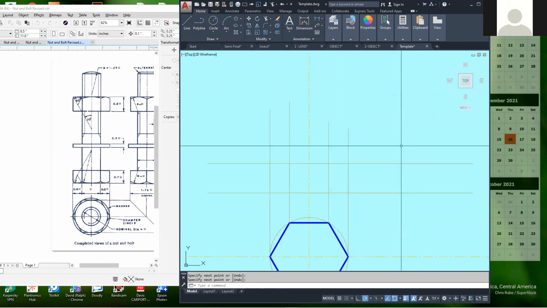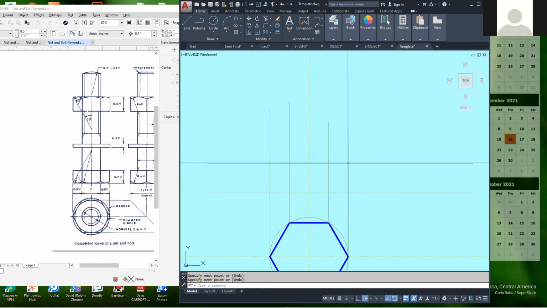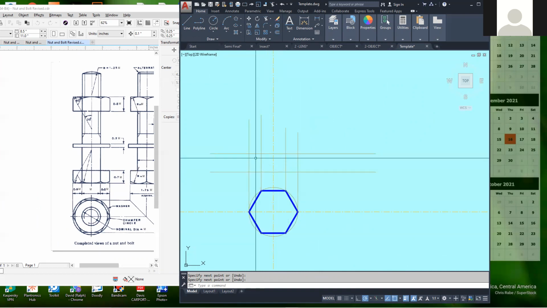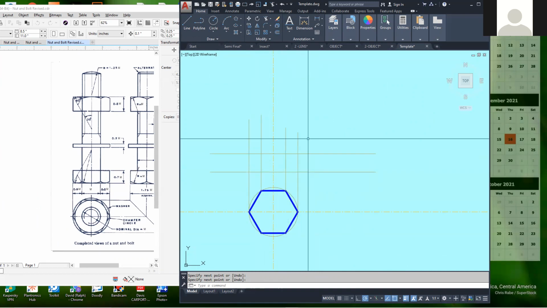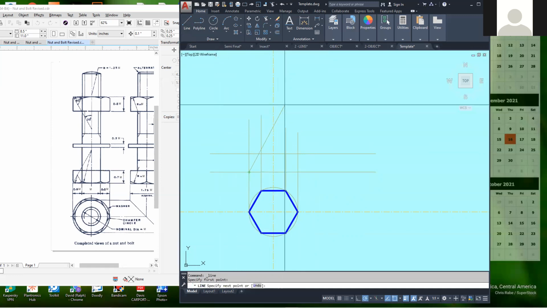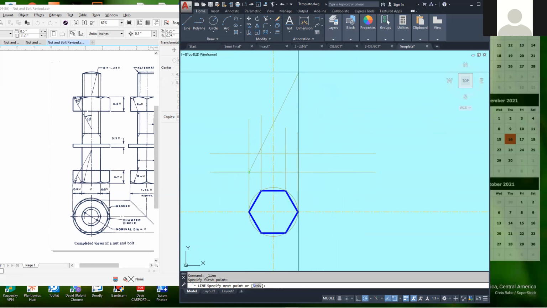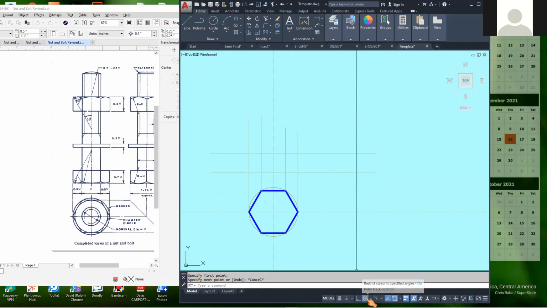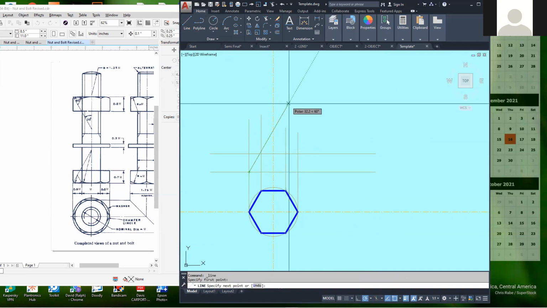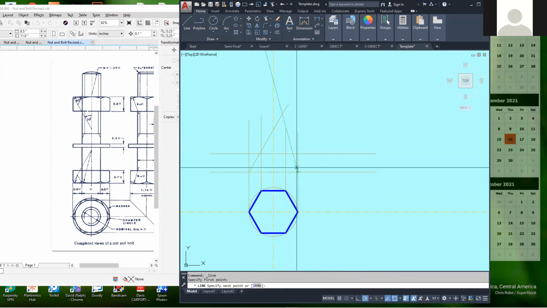Now, in order to get our curves on the bolt, what we do is draw a line from the corner here at 60 degrees. This is 45, so what we'll have to do is set our polar tracking at 15 degrees. So if we come here, we can get our 60 degrees here. If you do the same thing on the other side, you'll get 60 degrees here.